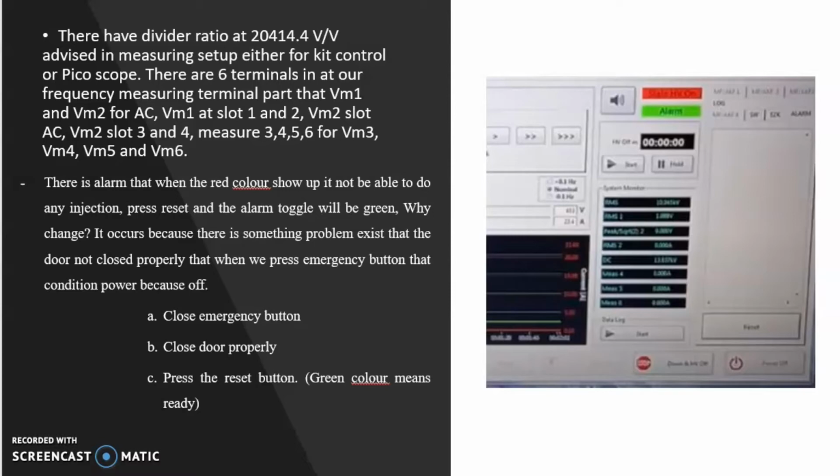Why does it change? It occurs because there is a problem, such as the door not being closed properly, or we pressed the emergency buzzer so that the power is off. So there are three procedures we have to do to make the red color become green: close the emergency button, close the door properly, and press the reset button.